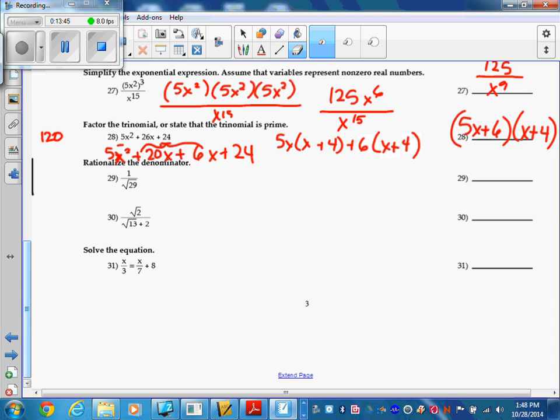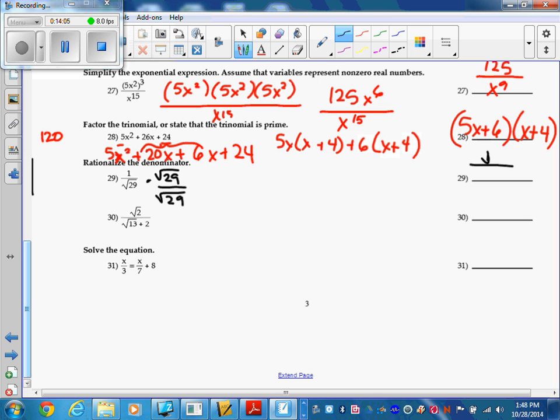So we're going to rationalize in number 29. And you rationalize a monomial simply by multiplying it by the square root of itself. We're multiplying by 1. And so this would then be the square root of 29 over 29. And this one is different because it's a binomial on the bottom. So remembering that? So it's times the square root of 13 minus 2 over the square root of 13 minus 2.